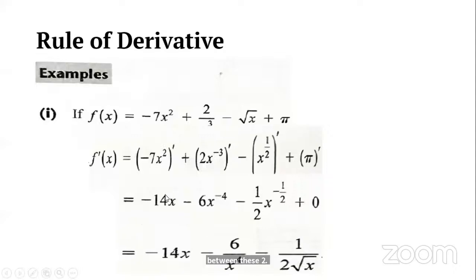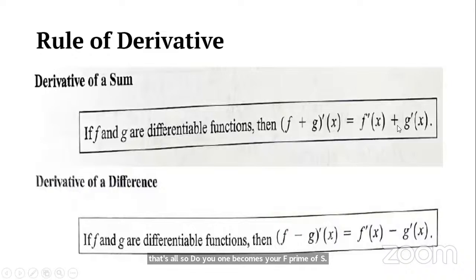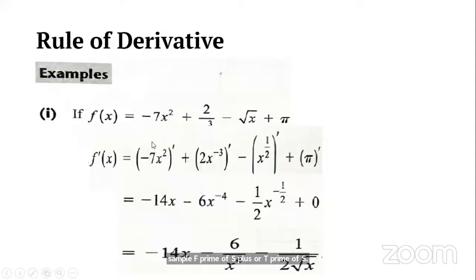After applying the sum and the subtraction rule, you have this one. That's all. So this one becomes your f prime of s, and this one becomes your g prime of s, according to the sum rule, f prime of s plus g prime of s. So if you come here now, you will see that this function becomes your f prime of s, and this one becomes your g prime of s. Then you apply the power rule for this function, and you apply it for this function as well.